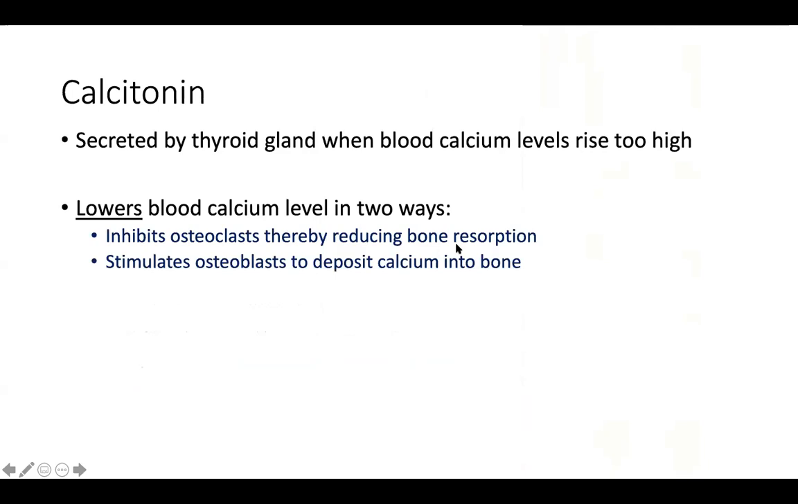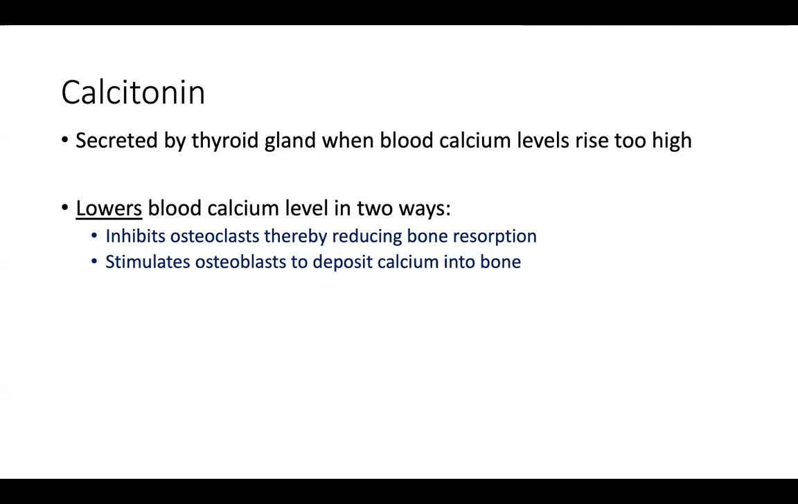So the last one that lowers the blood calcium level, calcitonin. This is secreted by the thyroid gland. So PTH is parathyroid gland. Calcitonin is secreted by the thyroid gland. So all very close to each other. This happens if blood calcium levels are too high. When this is released, it'll bring the blood calcium levels down in a couple different ways.